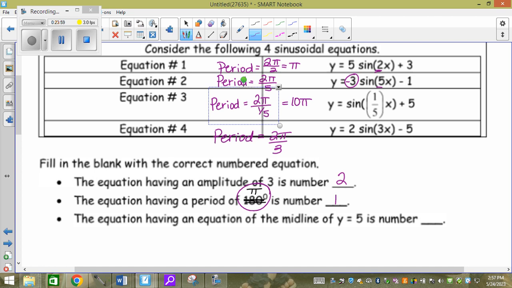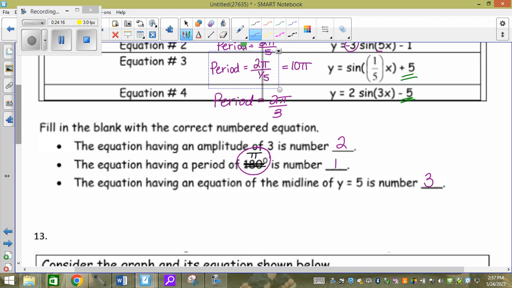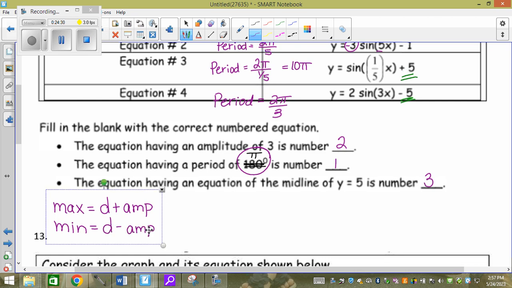Which one has a midline of 5? How do I find the midline? The d value. This one is plus 5, this one is minus 5. So which one is actually correct? 3. Now an aside, how do I get a maximum from an equation? You do d plus your amplitude. And then this one is d minus your amplitude, not your a value, your amplitude, right? Because if your a is negative, you still use amplitude. So I can quickly get maxes and mins from every single equation if I remember DA.